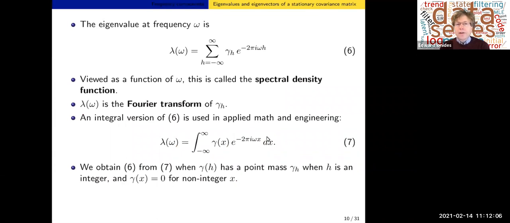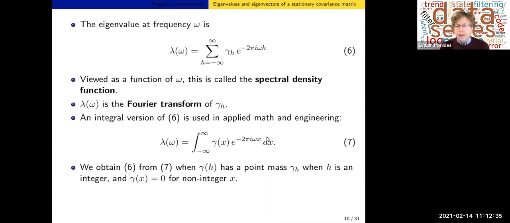Okay, so we now have an expression for the eigenvalues, which is this thing, lambda of omega is the sum of gamma h e to the minus 2 pi i omega h. This has a name. It's called the spectral density function, viewed as a function of omega. And this also has a name. It's called the Fourier transform of gamma h.